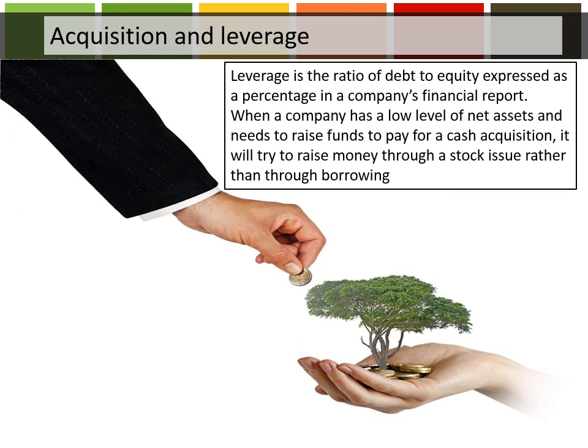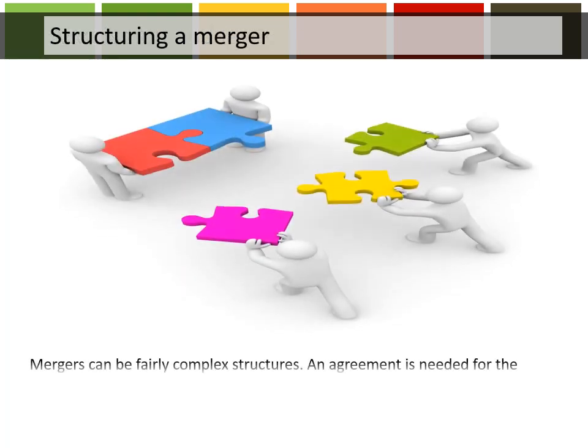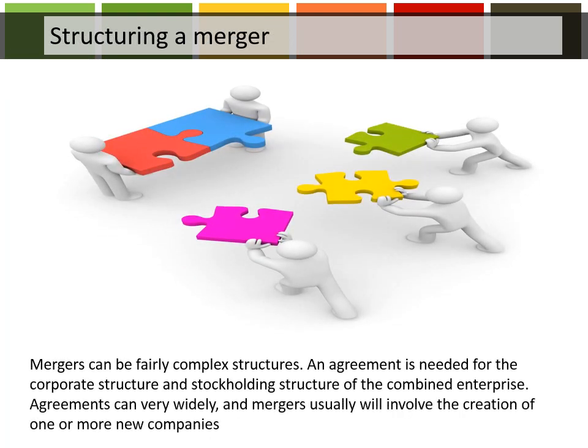Acquisition and leverage. Leverage is the ratio of debt to equity, expressed as a percentage in a company's financial report. When a company has a low level of net assets and needs to raise funds to pay for a cash acquisition, it will try to raise money through a stock issue rather than through borrowing. Structuring a merger. Mergers can be fairly complex structures. An agreement is needed for the corporate structure and stockholding structure of the combined enterprise. Agreements can vary widely, and mergers usually will involve the creation of one or more new companies.